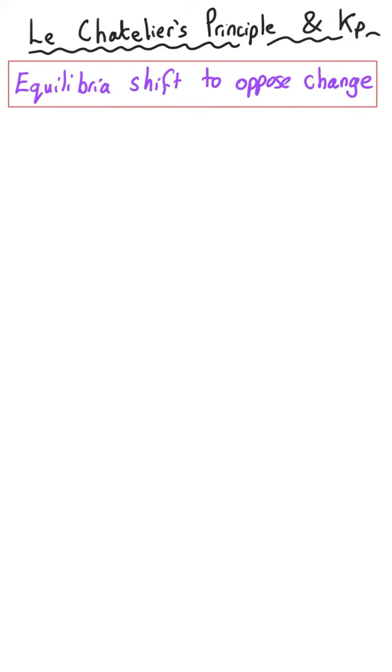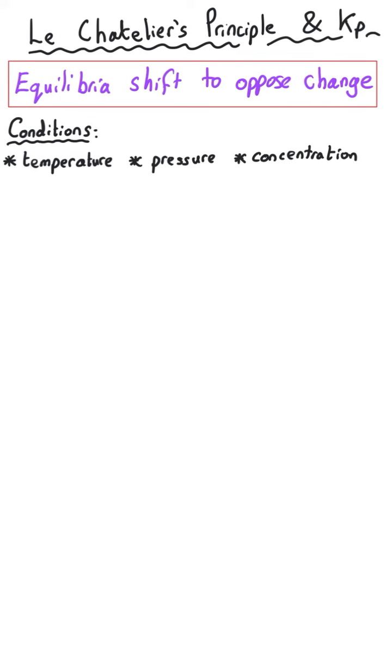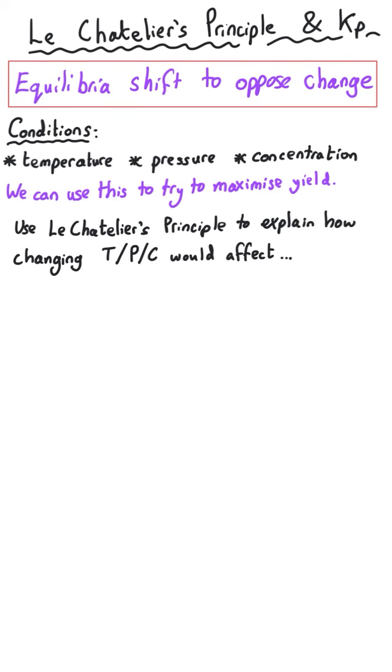Le Chatelier's principle states that a chemical system at equilibrium will shift to oppose any externally applied change that we might choose to do. And so this will typically involve a change in pressure or a change in temperature or a change in concentration of any of the reactants or products. And so we can use Le Chatelier's principle to manipulate an equilibrium to maximize the yield of a chemical that we're trying to make. Now, in the context of an A-level chemistry exam question, you're likely to be asked to state how Le Chatelier's principle might affect one of a number of things.